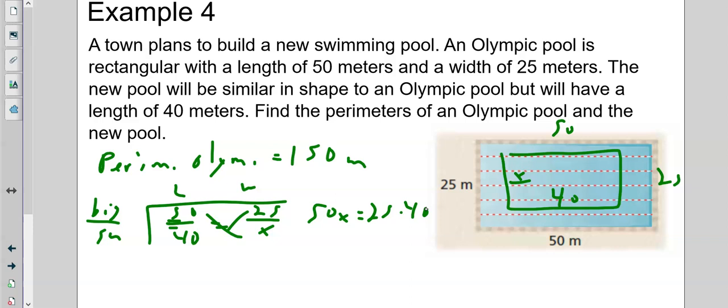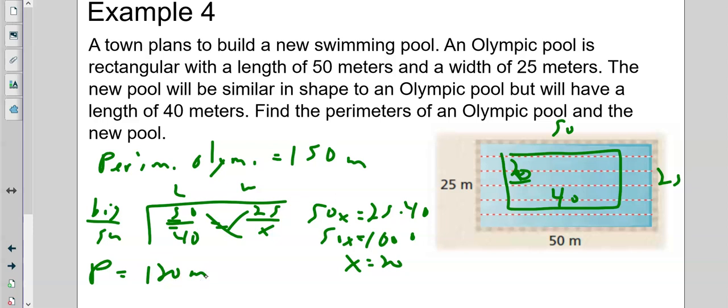Okay, nice little trick here again. 50x, 4 times 25 is 100. Tack on a 0. So now we divide. So 1,000 divided by 50. X equals 20. So the perimeter of the smaller pool is going to be 40 plus 40 is 80. 20 and 20 is 40. So 120 meters. Now that is one way to do it.